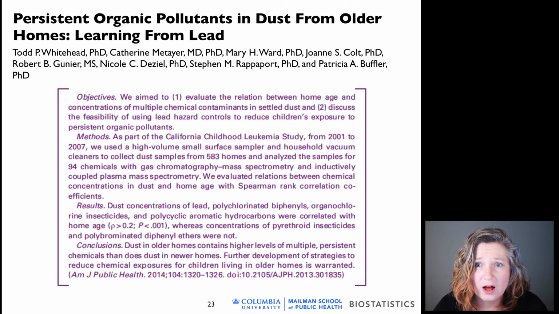So for evaluating the aim, they actually computed a lot of correlations between the age of the homes and the concentration of different contaminants. As you can see from the methods, they collected dust samples from 583 homes and analyzed the samples for 94 chemicals. So they have 94 chemicals measured in those 583 homes, and they want to see the association with age. So for just A1, they will have 94 correlation numbers.